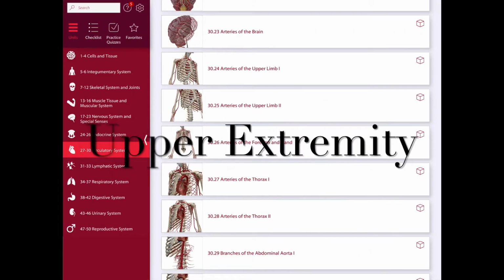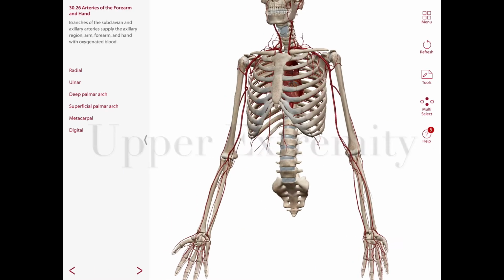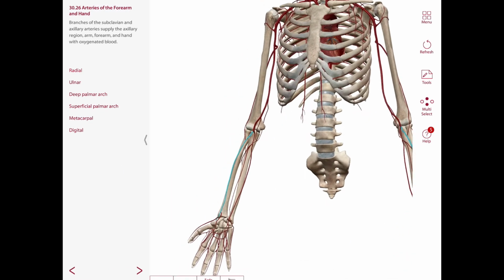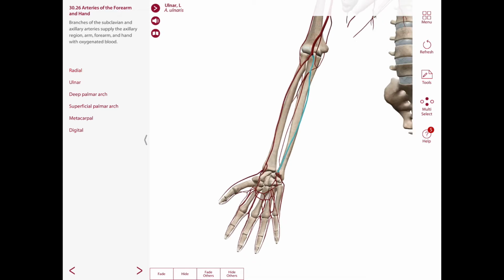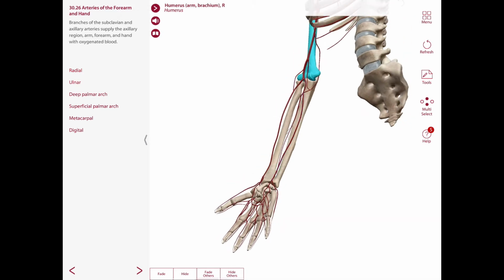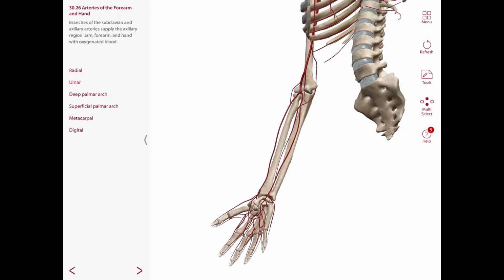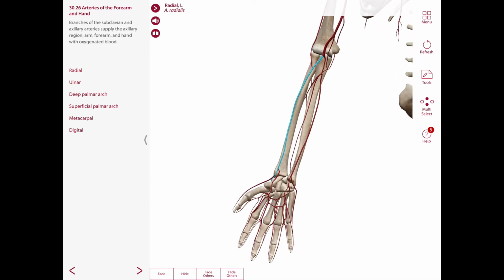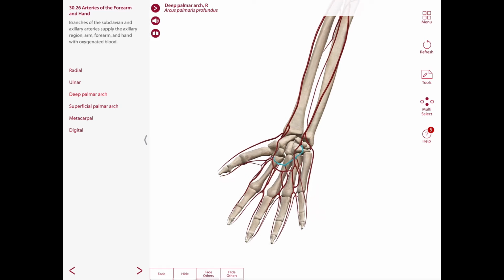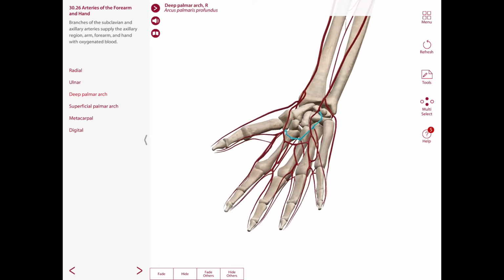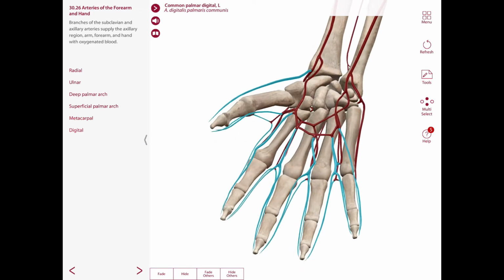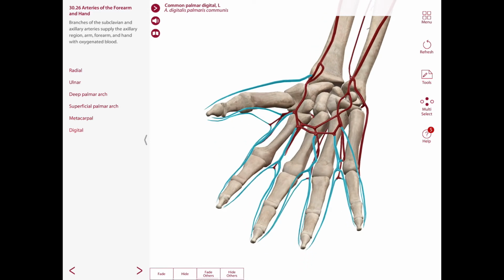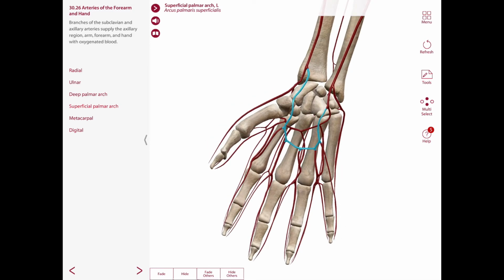Going to the upper extremity, we also have these arteries that go to the forearm and hand, such as the radial artery and ulnar, and notice that both of them branch from the brachial artery. I'm not able to click it right now, but they come from there, radial and ulnar. And then we also have this deep palmar arch, which gives you also another metacarpal and digital. And there's also another palmar arch known as the superficial palmar arch.